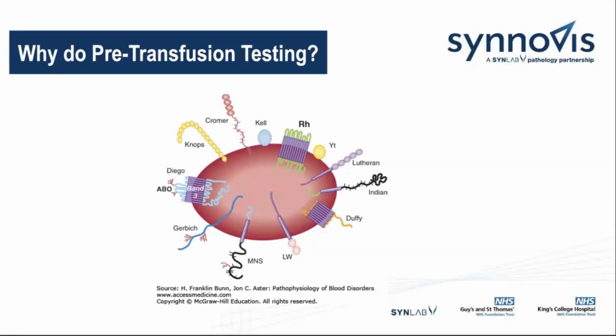So although this is just an animation, it does demonstrate how complex our red cells are, just like many other cell types in our human body. So in blood transfusion, there are 9 clinically significant antigen groups that we test for, and each of these antigens have a functional role within the cell, helping with their structural integrity and transport systems.